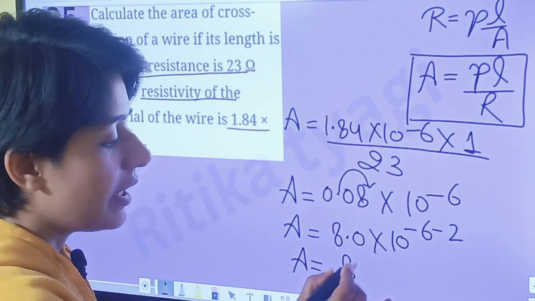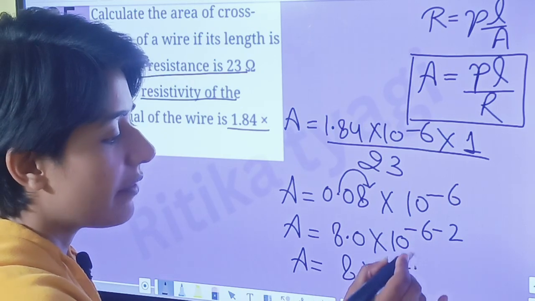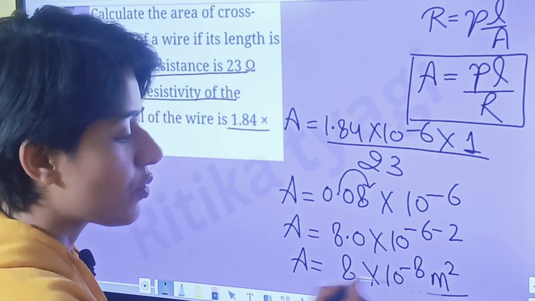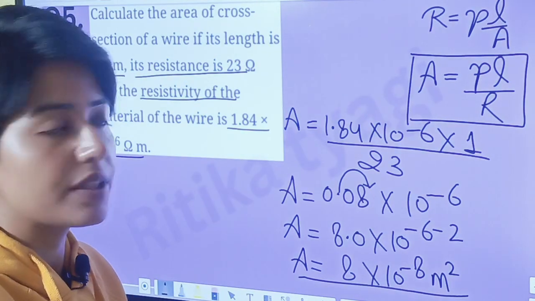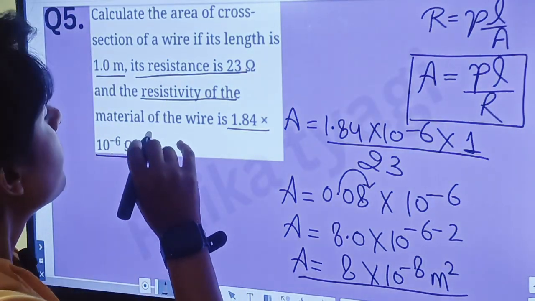Then it is 8 multiplying 10 to the power negative 8 meter square, is the area of cross section of the given wire.